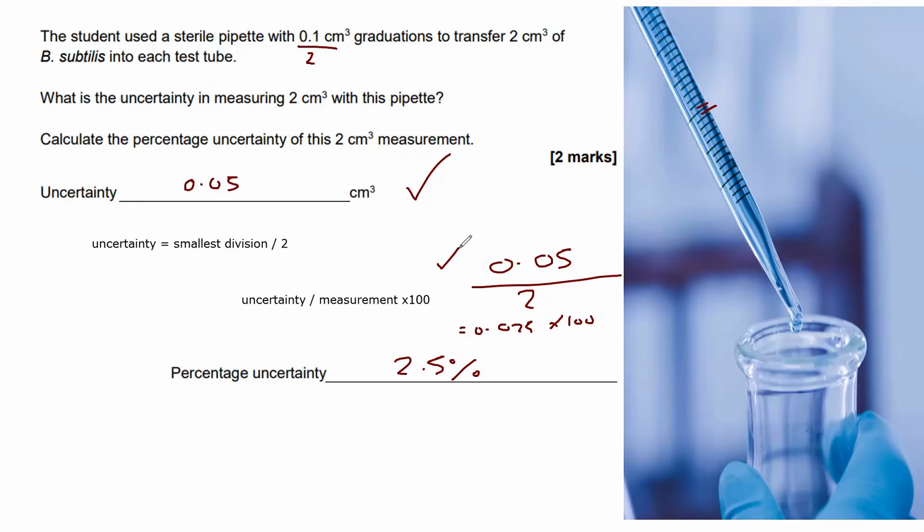Now, just another question that you may be asked at some point, how can you reduce the percentage uncertainty? Evidently, if we increase this number at the bottom, we're going to reduce the percentage uncertainty. So instead of transferring 2 centimeters to each tube, why not transfer 4 centimeters to each tube? And then you're going to reduce the percentage uncertainty. It's going to go down to 1.25%. So when using this pipette, you could reduce the percentage uncertainty by transferring a larger volume. So generally in science, the larger amounts or masses or volumes that we're measuring, we're going to reduce percentage uncertainty in our results.